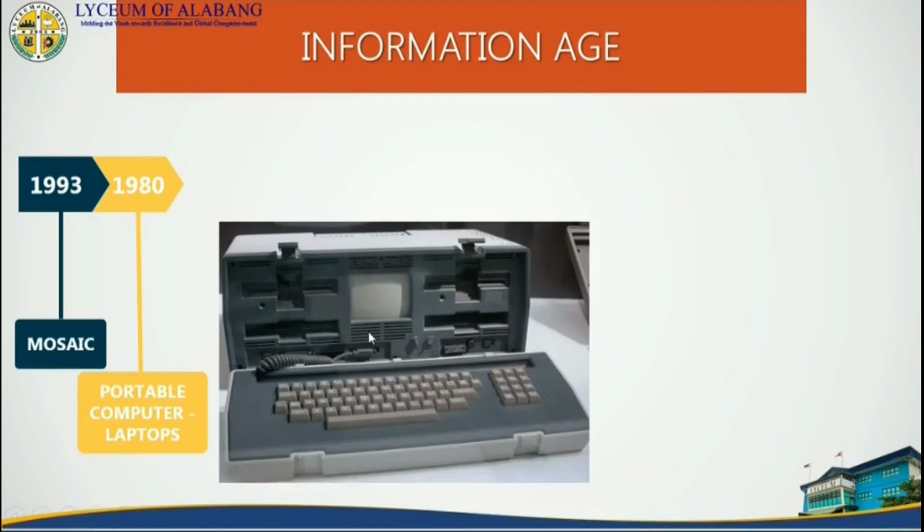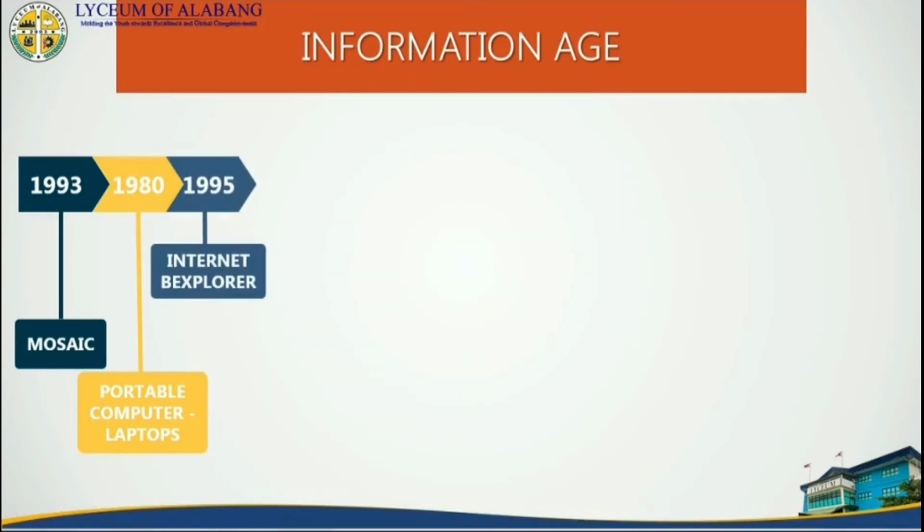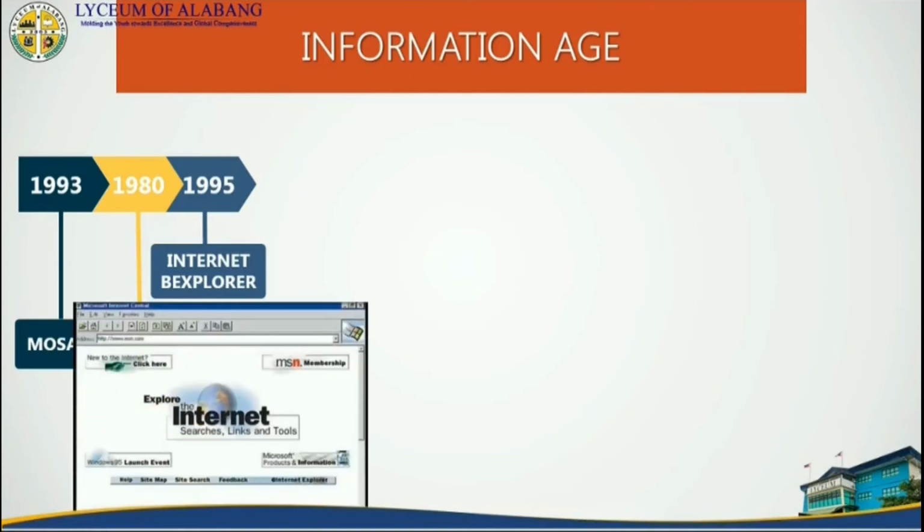Okay, so moving on, in 1995 we have the Internet Explorer. Okay, Internet Explorer is a browser and set of technologies created by Microsoft Corporation, a leading American computer software company. After being launched in 1995, Internet Explorer became one of the most popular tools for accessing the internet. There were 11 versions between 1995 and 2013. So this is the first Internet Explorer during that time.